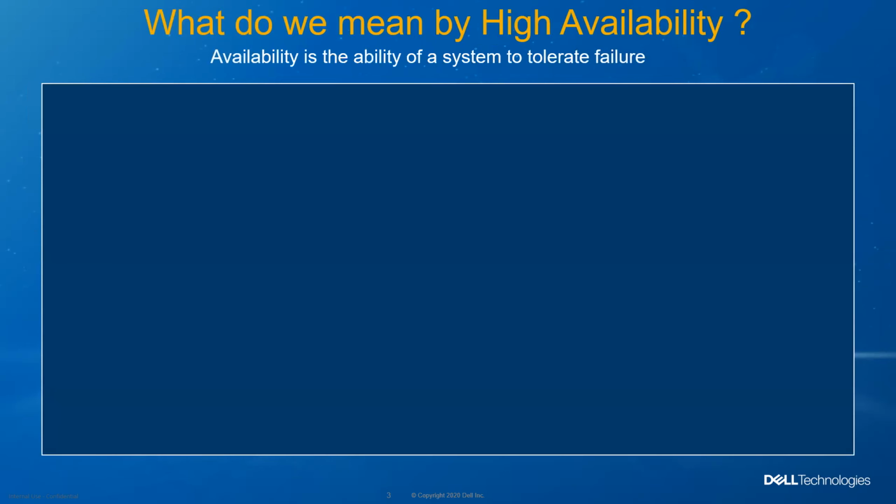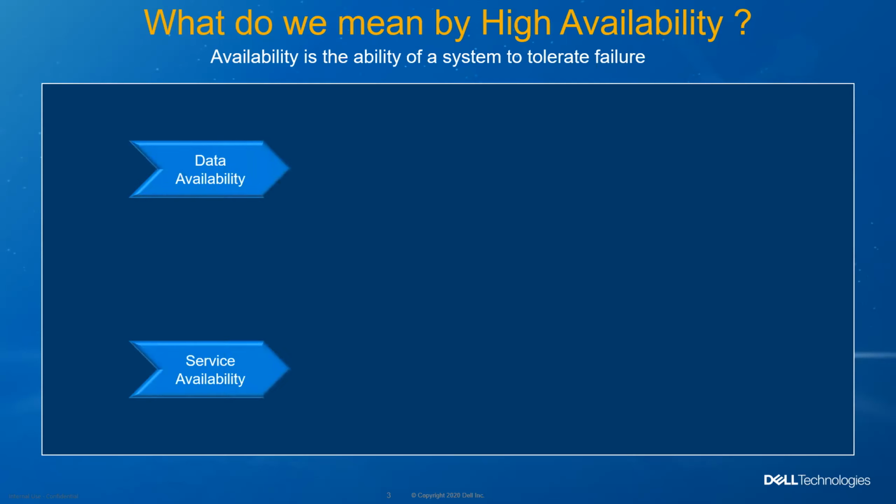So what do we mean by HA? Simply put, availability is the ability of a system or component to tolerate failure. There are at least two categories of availability. And I specifically want to talk about data availability and service availability because they affect database systems. Data availability stands on its own and can be provided independently. But as for service availability, it's totally dependent on data availability. You can't have service availability without the data being available.